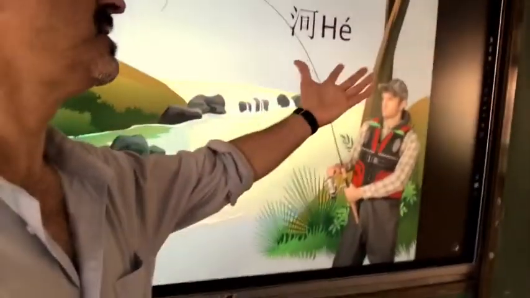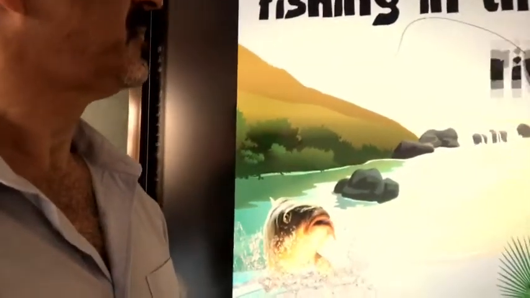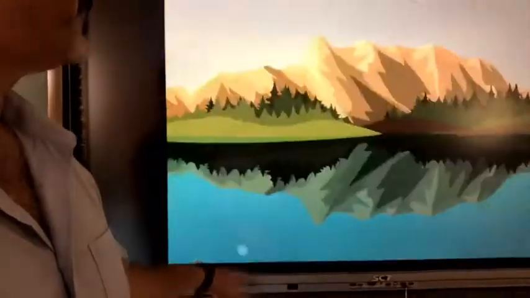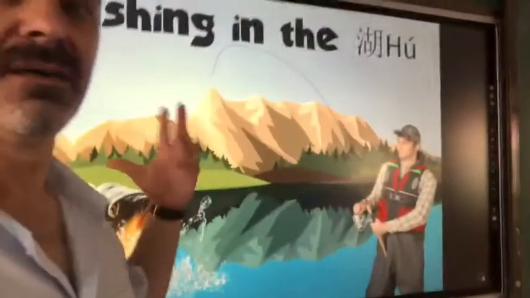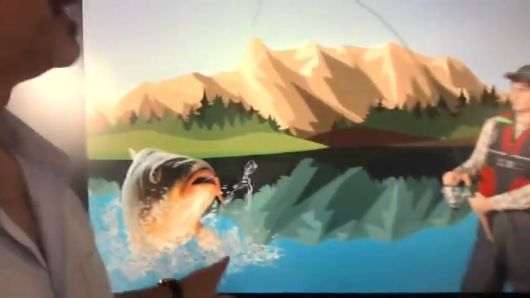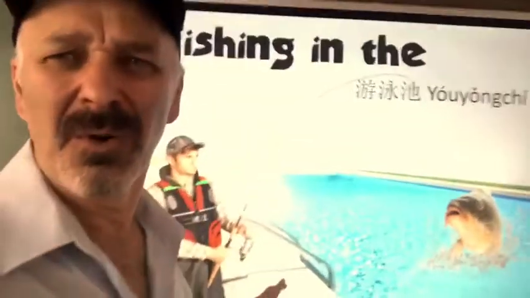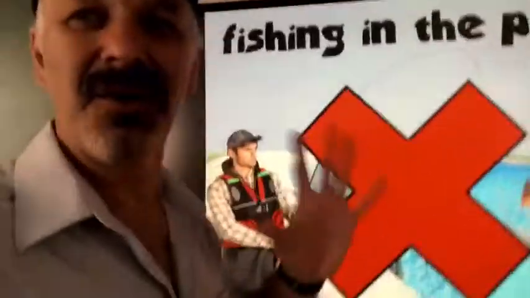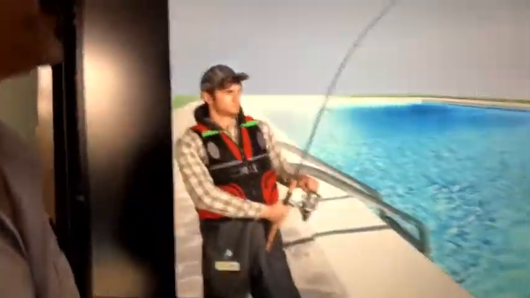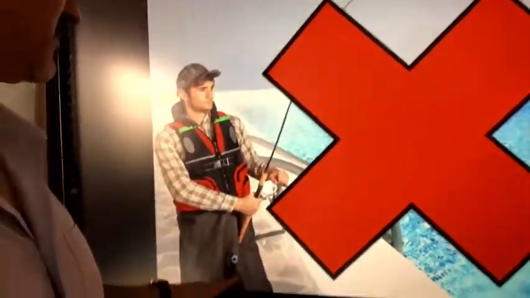And then I did fishing. And I started to bring in the idea of fishing where? Fishing in the, what is this again? The river. And fishing where? Fishing in the lake. Fishing where? Fishing in the sea. And then I did fishing in the pool. Fishing in the pool? Well, that's crazy. All right, so no, we don't fish in the pool. But I just wanted to get them familiar with the structure.